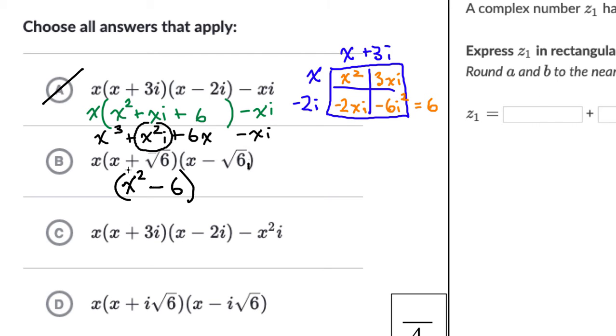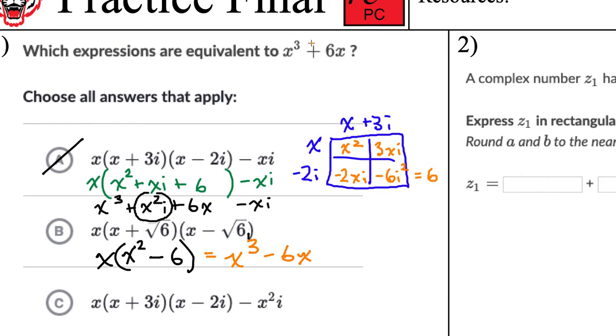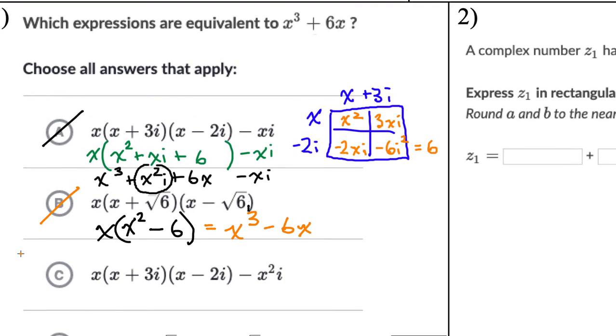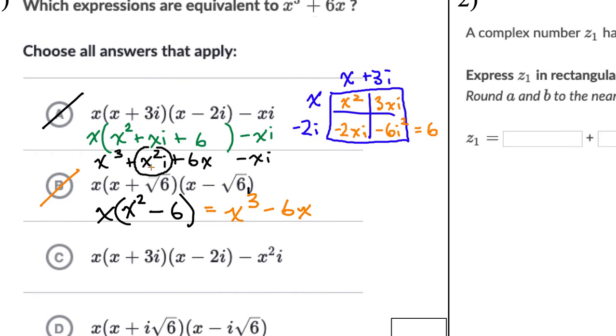When I multiply by the x, I get x to the power 3 minus 6x. And that's close. I'm off by this plus sign. I have a minus sign instead of a plus sign, so it's not B either. C is a correct answer, as Gio said.